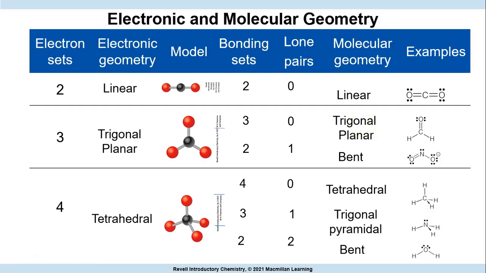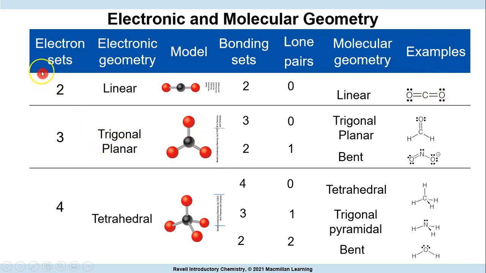Now this is a recapitulation. If we have 2 electron sets, the electron geometry is linear. So this is an example of the model. In this case, all the sets are bonding sets and we have no lone pairs. So the molecular geometry will be linear as well. An example that we saw was carbon dioxide.